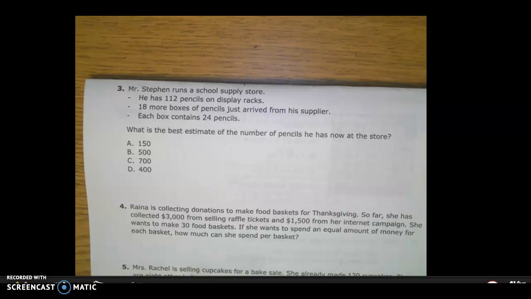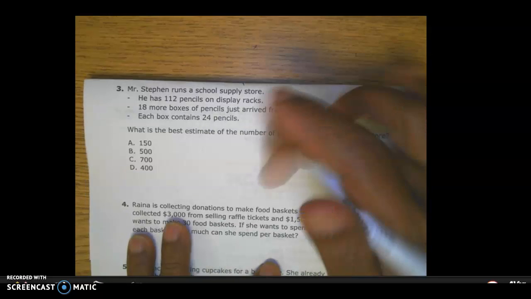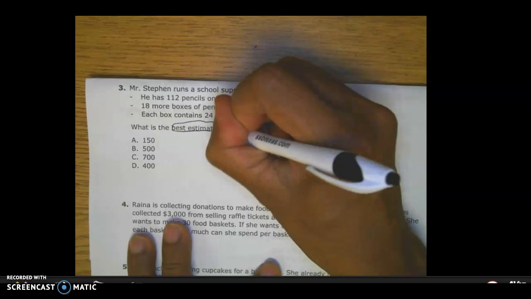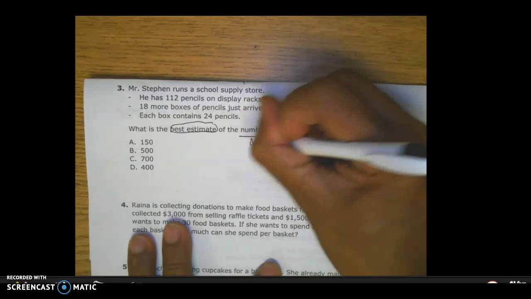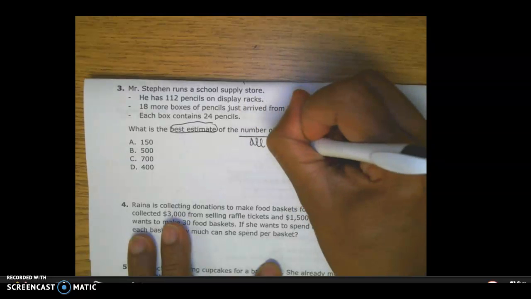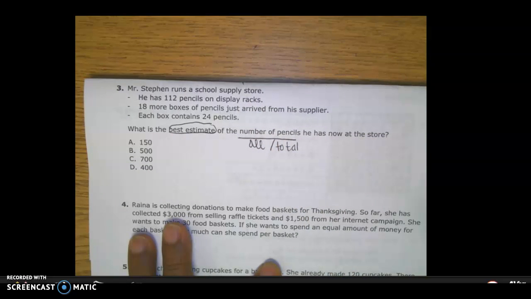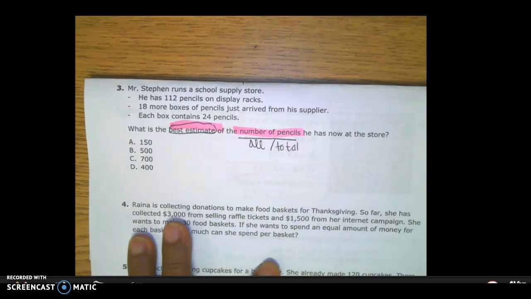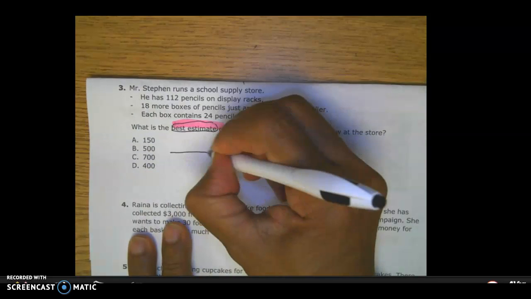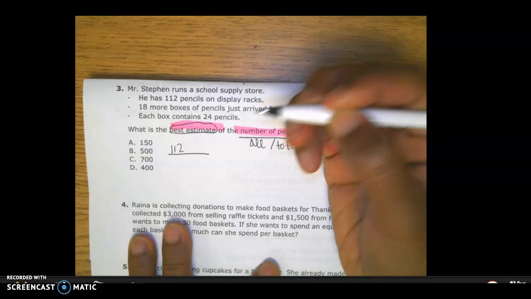You know, if rounding confuses you, you don't have to round before you do it. But it would be much easier if the question is best estimate of the number of pencils. This means all the pencils or total pencils, right? So that's the question. So this is the racks, and he's got 112 pencils.